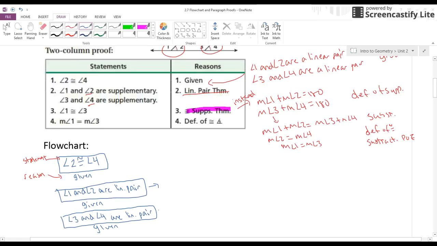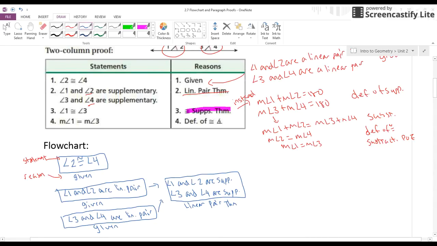And since they're both linear pairs, I can put them together and say that, well, angle 1 and angle 2 are supplementary, right? And angle 3 and angle 4 are supplementary. And this is why I like the flowchart. It's because you can actually put arrows and link things together. So I like doing this as a brainstorm. All right, and this was your linear pair theorem. All right, that's its linear pair.